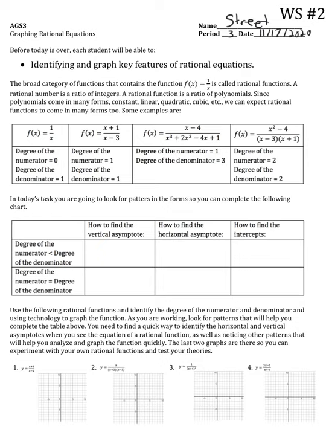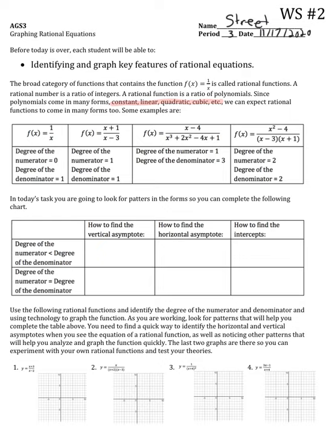A rational function is a ratio of polynomials. So we might have one polynomial in the numerator, one polynomial in the denominator. All right, and these are some examples of that situation happening. We can have constants, linears, quadratics, cubics, all in these rational forms. Quartics we talked about last unit in polynomial functions, which is a 4th degree polynomial. But today we're just going to look at up to cubic functions.